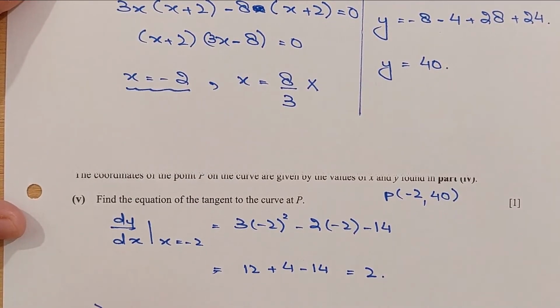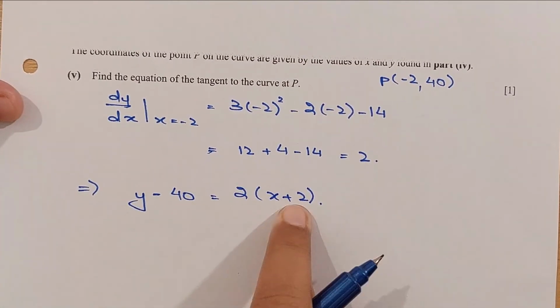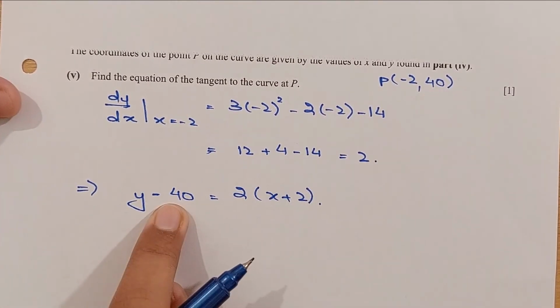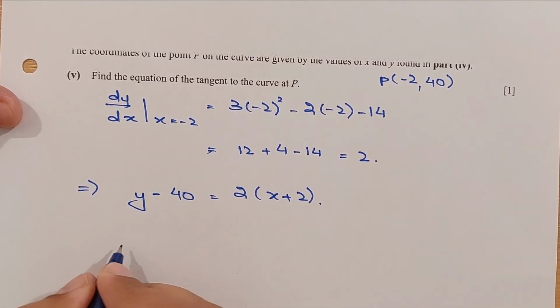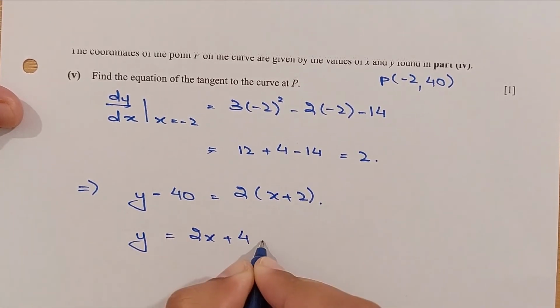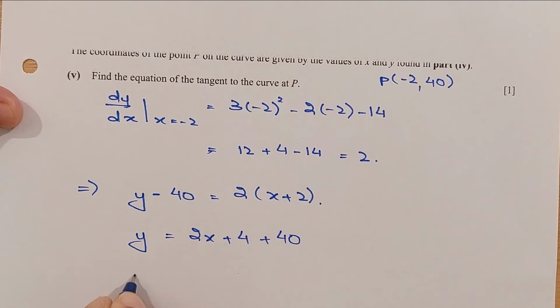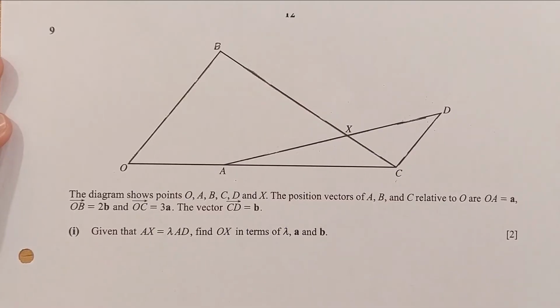So now the equation of the tangent is y minus y naught equals m times x minus x naught, right? Here x naught is minus 2, y naught is 40, and the gradient m is 2. If I simplify, we have y equals 2x plus 4 plus 40. So y equals 2x plus 44. This is the equation of the tangent at point P.